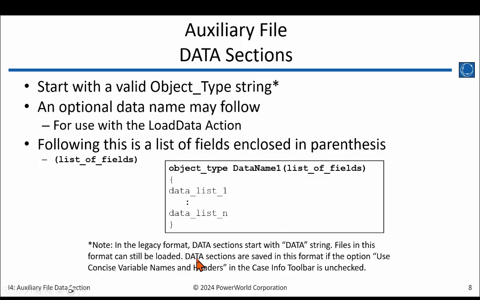And if you save data from the GUI not using the concise variable names, but rather where that option is unchecked, then it would use this legacy format. And I can do a demonstration of that in Simulator.